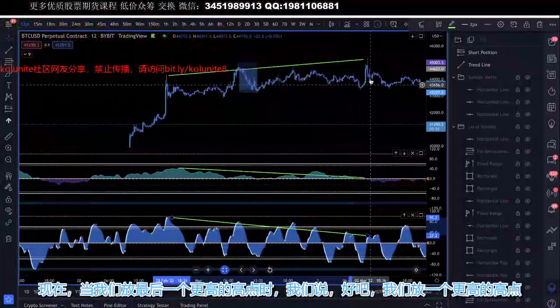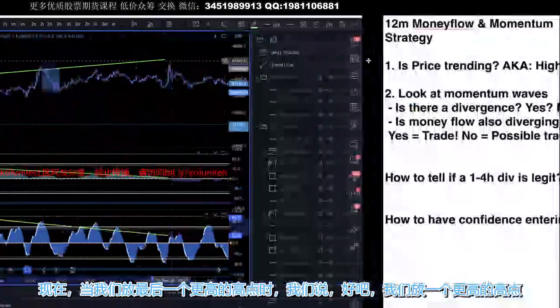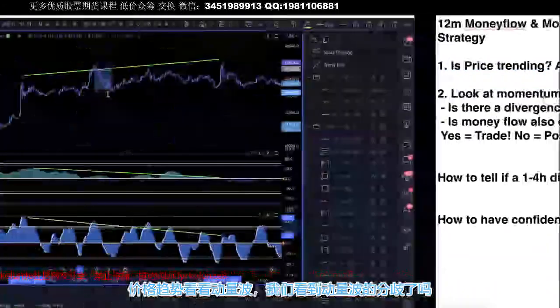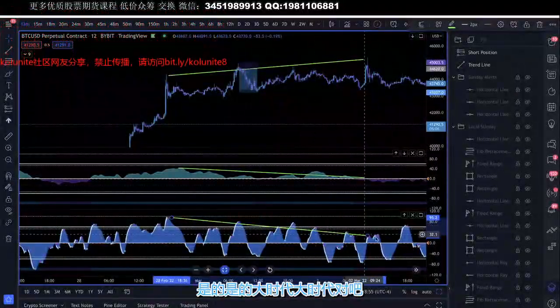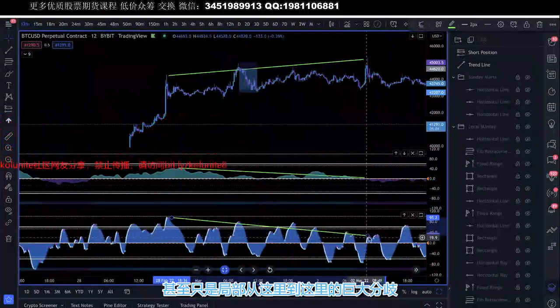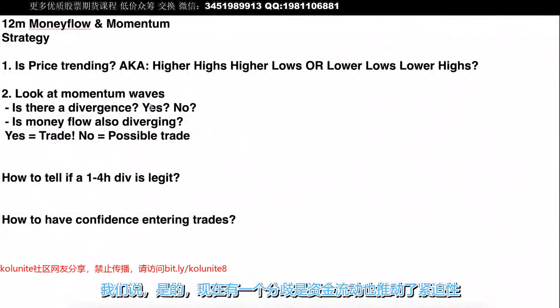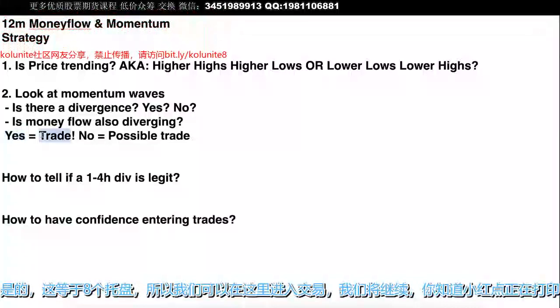Now, when we put in that final higher high, we're saying, okay, price is trending. Let's look at the momentum waves. Do we see a divergence on the momentum waves? Yes, big time, right? Even just locally from here to here, massive divergence. Then we say, yes, there is a divergence. Now, is money flow also diverging? Yes, that equals a trade, right?